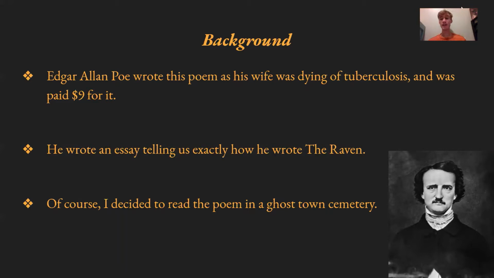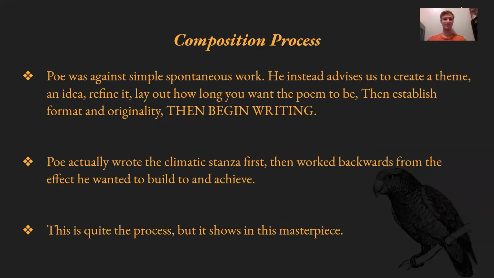So luckily for us, Edgar Allan Poe wrote an essay telling us exactly how he wrote The Raven. He called it The Art of Composition, and I've included a link to that in the description for this video. So, of course, after reading his essay, I decided to read the poem in a ghost town cemetery. That will be explained as we go over his essay and his background and how he composed this piece of art, but it still wasn't my favorite thing in the world, and you'll see why.